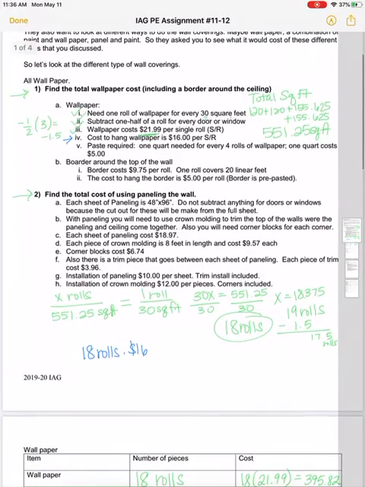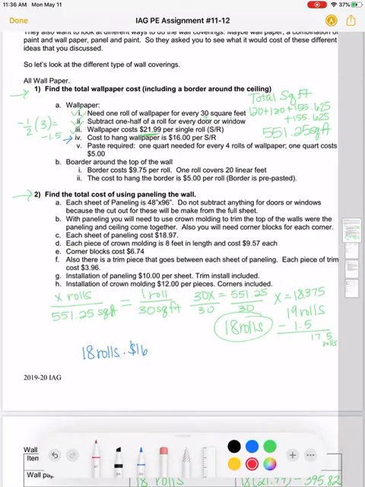So if we come back up here, paste. Right here, Roman numeral 5. 1 quart needed for every 4 rolls of wallpaper. So 1 quart for every 4 rolls means I need X quarts for, in my case, 18 rolls. So we're gonna cross multiply. This guy goes that way, this guy goes that way. So 4x equals 18. Divide by 4, divide by 4.